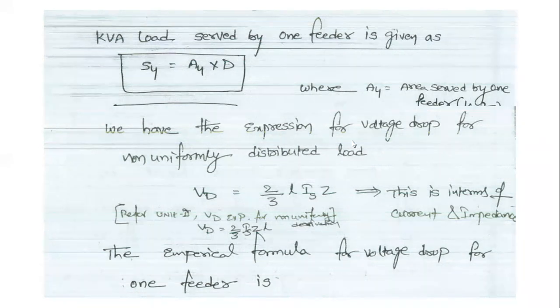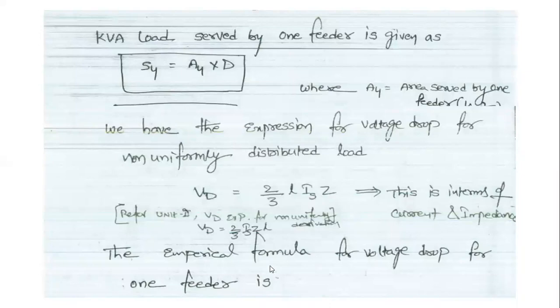We have the expression for the voltage drop for a non-uniform distribution of the load. In the case of a non-uniform distribution of load, the voltage drop VD is equal to 2 by 3 L into IS into Z. This is the current and the impedance values, which will be there in the distribution feeders also.